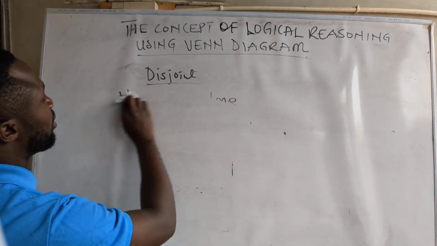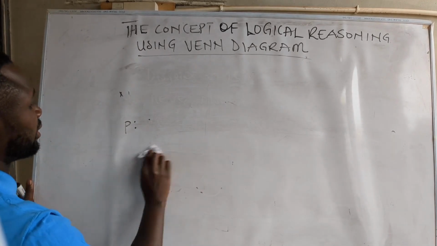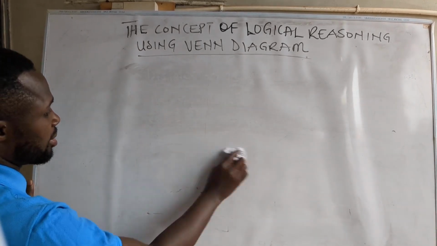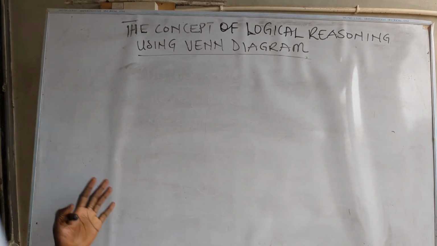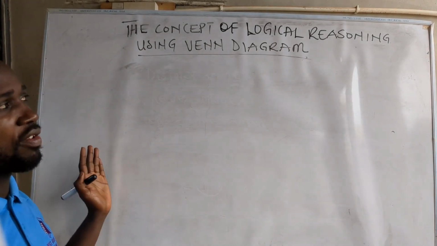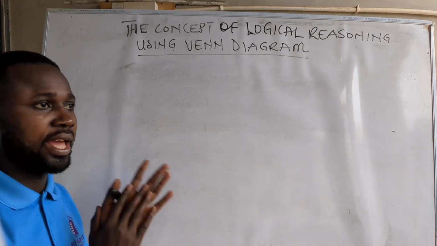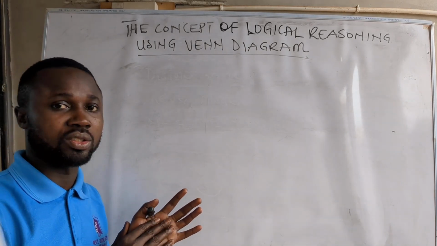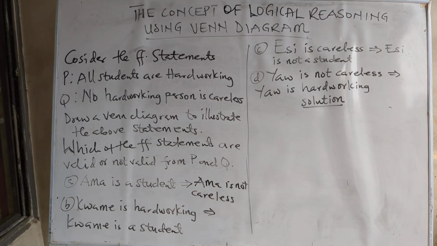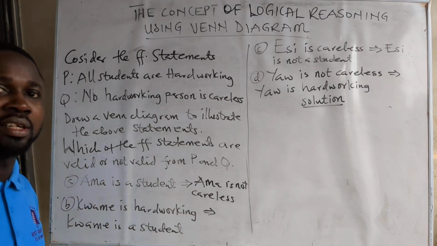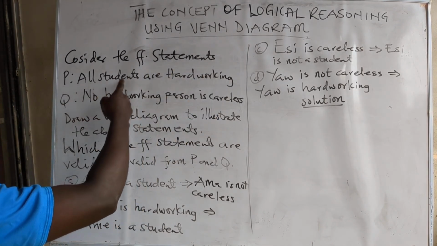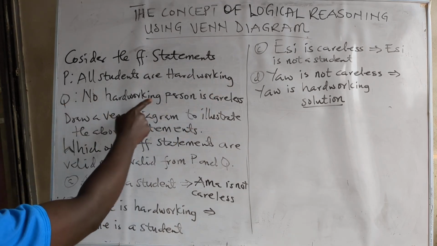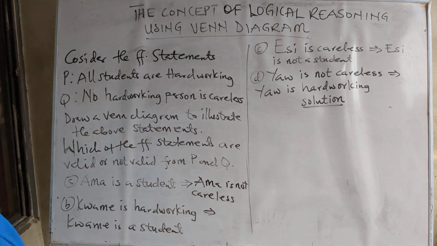Okay, so that is about logical statements when you see some of these keywords. So I'm going to put a question on the board, and whatever we have learned here, we are going to use that and answer that particular question. Is that okay? Okay, let's look at the question. Consider the following statements. P: all students are hardworking. Q: no hardworking person is careless. Draw a Venn diagram to illustrate the above statements.